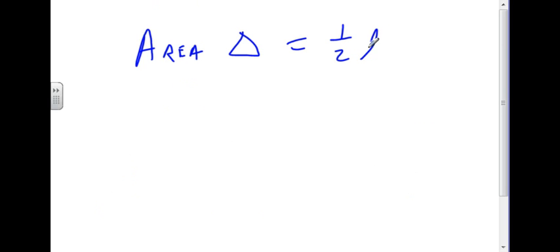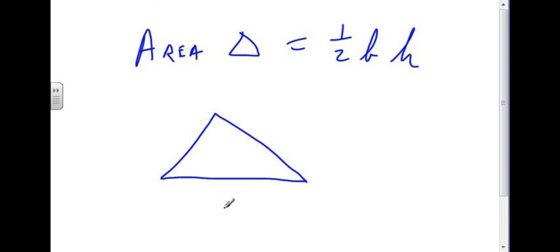And then the next thing we have to worry about is the area of a triangle, and that's going to be 1/2 the base times the height. So I got some triangle. There's my triangle. I got a base. I drop down an altitude. That becomes my height. The area becomes 1/2 my base times my height. So that's what I'm going to do.